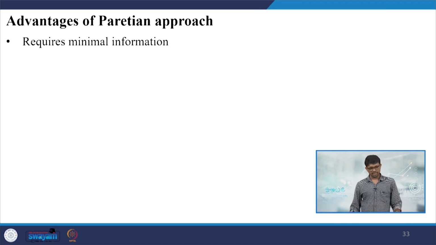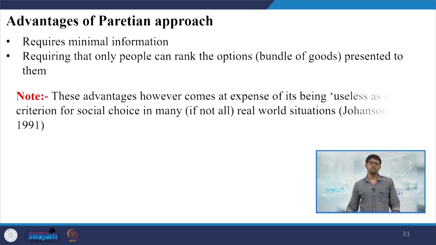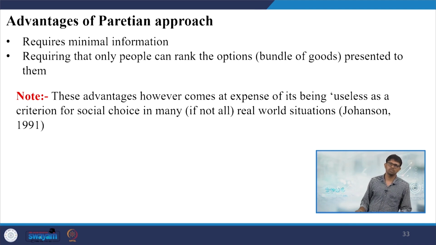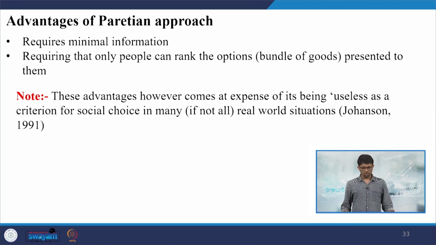So, what are the advantages of Paretian approaches? It basically requires minimal information. It requires only that people can rank the options, that is, bundles of goods presented to them. These advantages, however, come at the expense of its being useless as a criterion for social choice in many, if not all, real world situations.